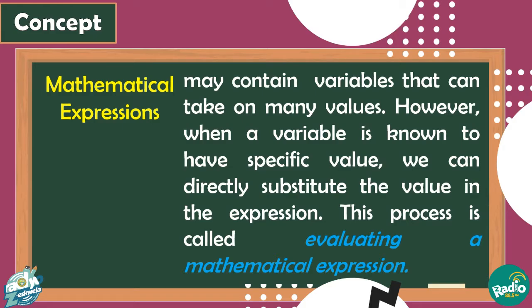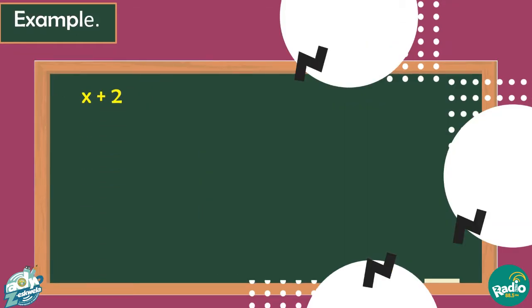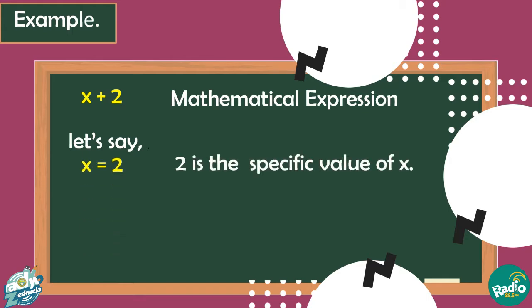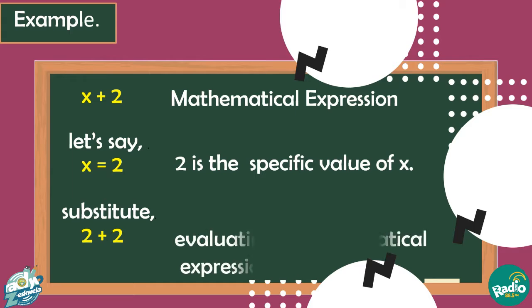To illustrate, let's have an example. We have x + 2 as our given mathematical expression. This expression has one variable x and can take many values. But this time, we will use x = 2. 2 is the specific value for x. By substituting, x becomes 2 and the expression becomes 2 + 2. The process is what we call evaluating a mathematical expression.